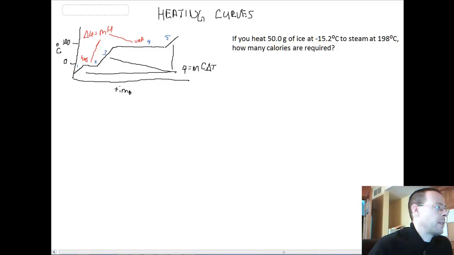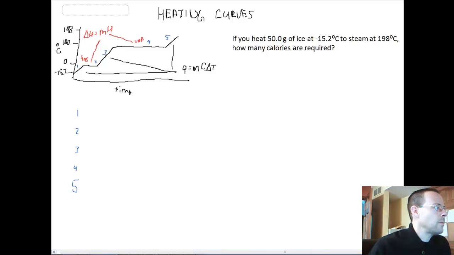What happens on these problems is, we always know these two numbers are going to be there, 0 and 100. However, in this case, we're going to add two more values. We're going to add negative 15.2, and we're also going to add, way up here, 198 degrees Celsius. Now we're going to simply make 5 little mathematical equations and label them 1, 2, 3, 4, 5. Then we're going to get the answer to each of them and add them up, and that's going to be the total amount of energy required to heat ice to this amount of steam.